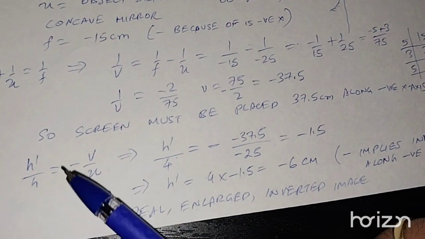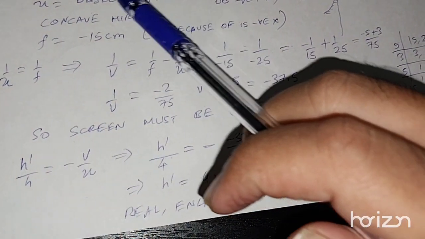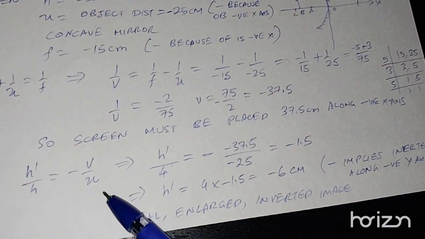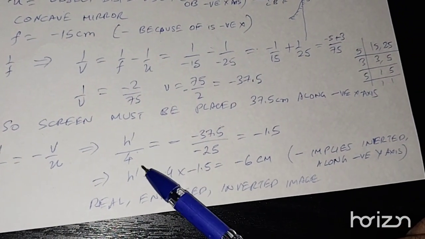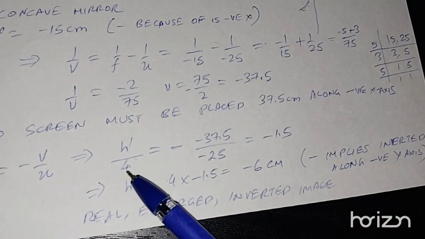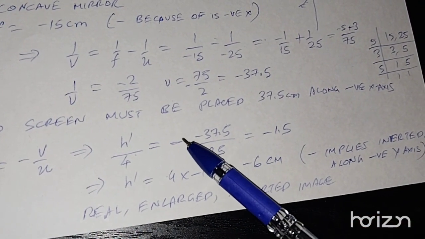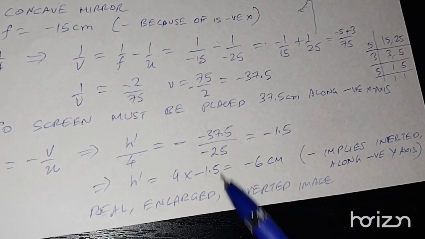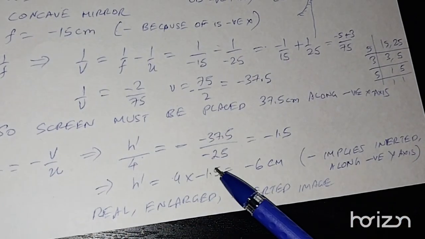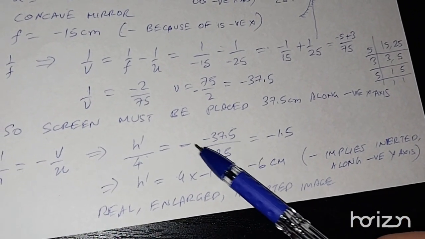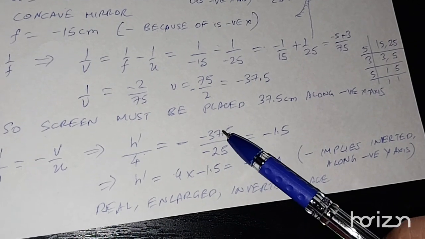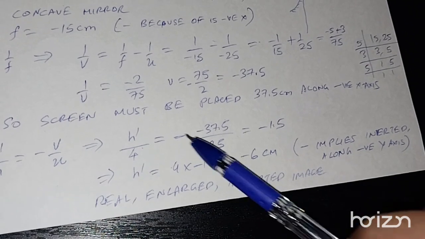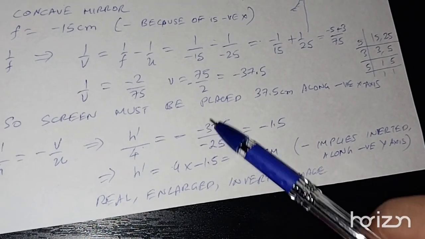And to calculate the height of the image, we have been given the object size is 4 centimeter, and we know the magnification formula, h dash by h is equal to minus v by u. So h dash by h is 4, we are substituting 4 here, and minus, what is v? v is minus 37.5. What is u? u is minus 25. This minus and this minus cancel, but there is one more minus remaining here. If you use a calculator and divide 37.5 by 25, you will get 1.5. And this minus sign remains. Only these two signs get cancelled.